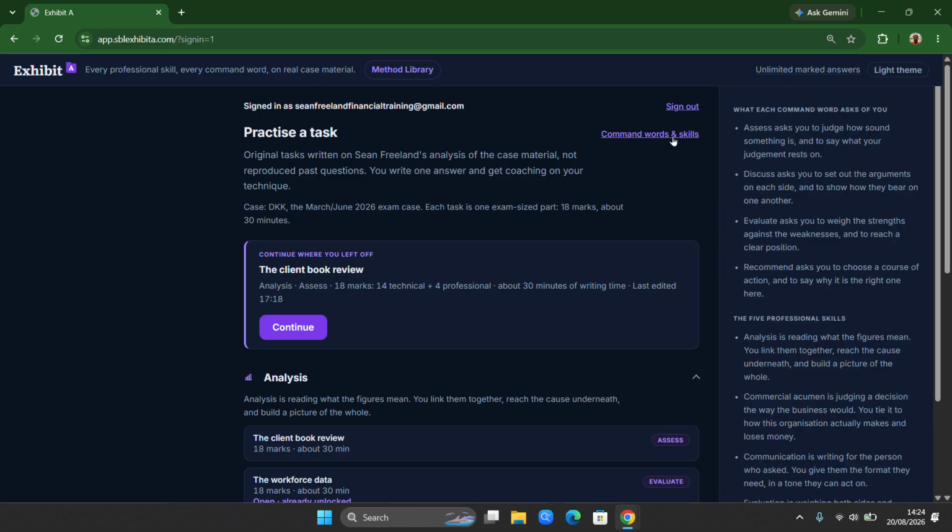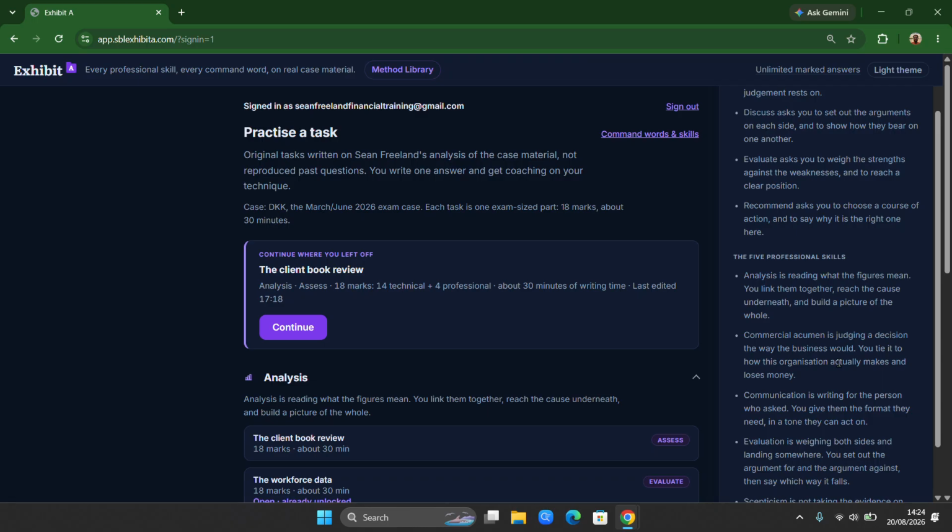So what is analysis and what do we do with it under exam conditions? Analysis is reading what the figures mean, you link them together, reach the cause underneath, and build a picture of the whole. So it's asking you to pull out only the figures that bear on the question, say what each one does inside the business, and then put a size on the consequence and show how one figure actually affects the other. So let's start with analysis.